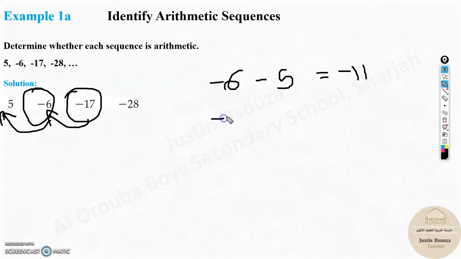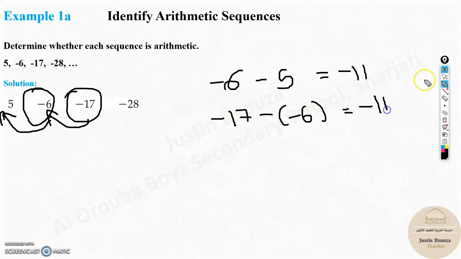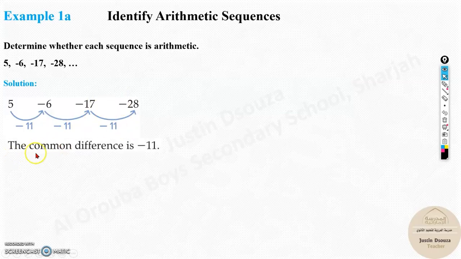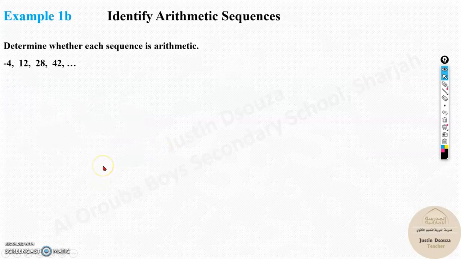Next term with the previous number, minus 7, minus of minus 6. You can try it in a calculator, but minus 17 plus 6 would be minus 11. So what happens over here? The constant difference or the common difference is 11 in all the cases. And in such problems, the common difference is minus 11. And yes, the sequence is arithmetic. That's how we can solve it.